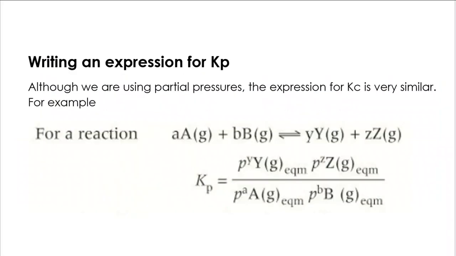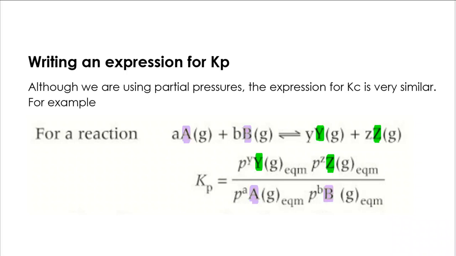Okay, writing expressions for Kp. Now, you've written expressions for Kc, and these are done in a very similar way. I've got one example here that I've laid out, and I'm going to colour code in a second so you can see, and I'm also going to show you an alternative way of doing it. There are certain things that are the same as Kc, but there are things that must be very, very different.